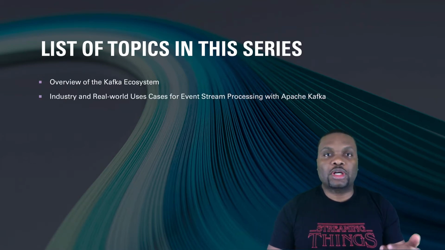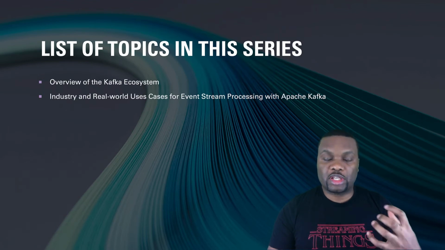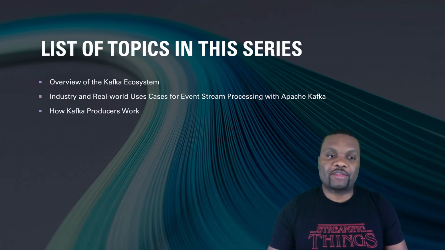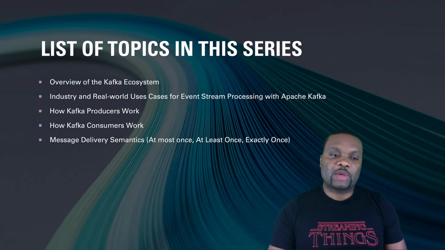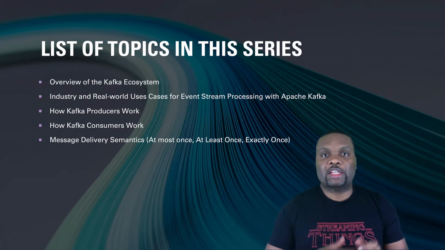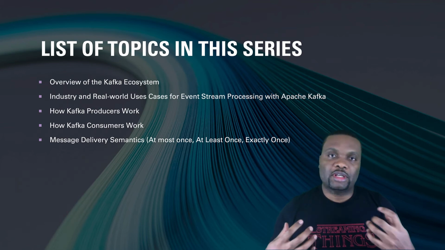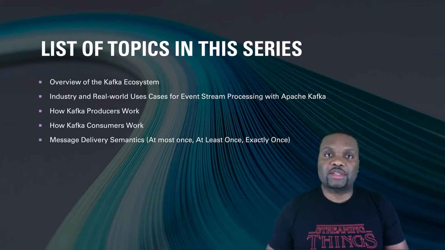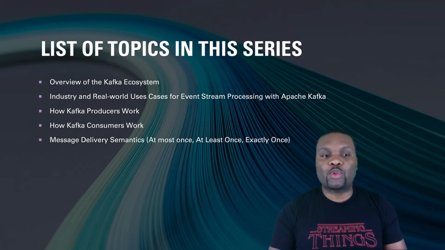And then we're going to also go over some of the industry use cases for the Apache Kafka ecosystem. We're going to talk about how producers work, what they are and how they work. And then we're also going to talk about what consumers are and how they work. Then we're going to talk about message delivery semantics. So this is how messages can be delivered in Apache Kafka. So we have three major strategies, and the most important one is the exactly once semantic. So later on, we're going to talk about how that works and what it means.